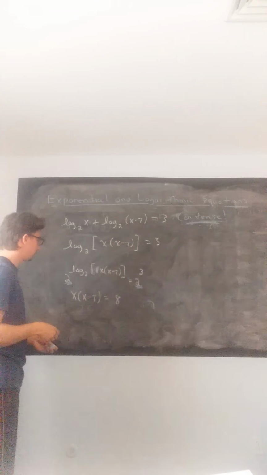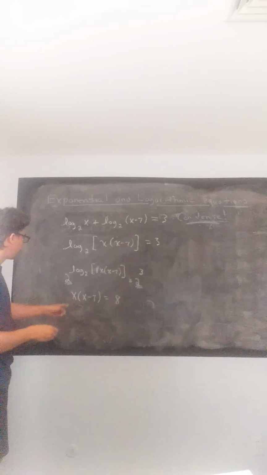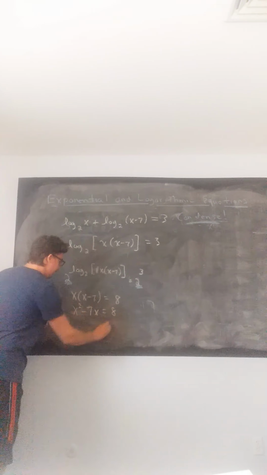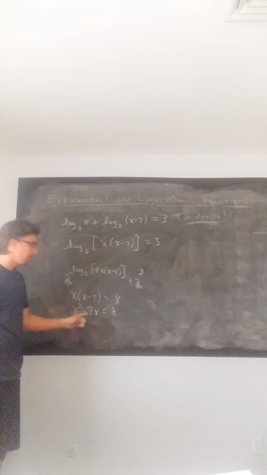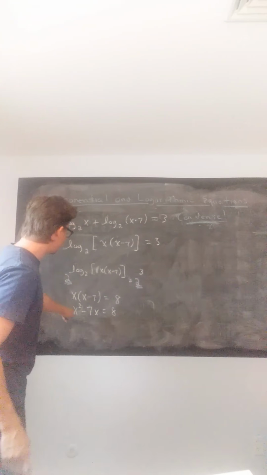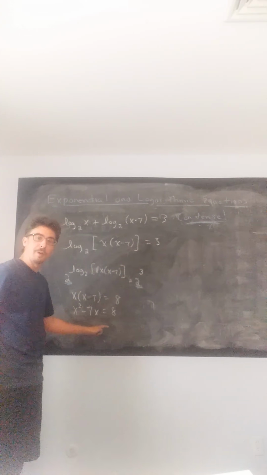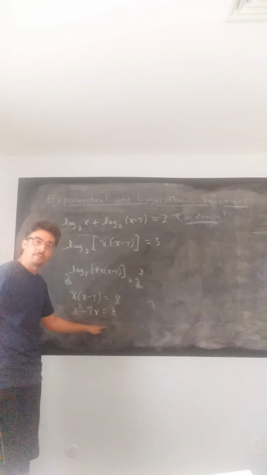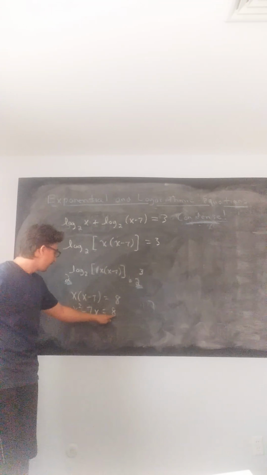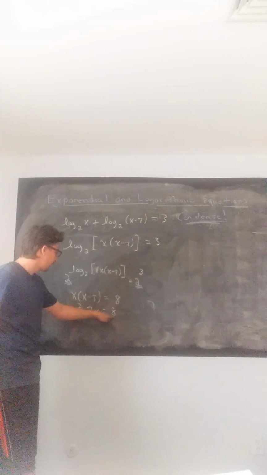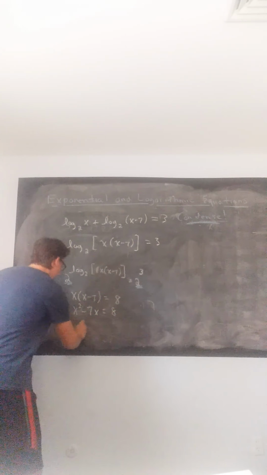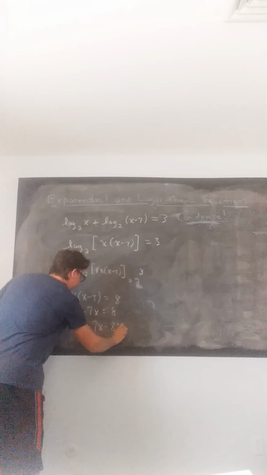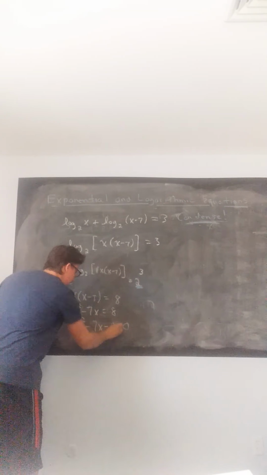So now you go ahead and distribute. This gives you x squared minus 7x equals 8. Now, x squared minus 7x equals 8. This should look familiar. This is your quadratic equation format. And in order to solve a quadratic equation, remember what has to be done. You want to set this thing to 0. So this 8 has to go over here to the left. So we've got x squared minus 7x minus 8 equals 0. So this is the equation we got to solve.